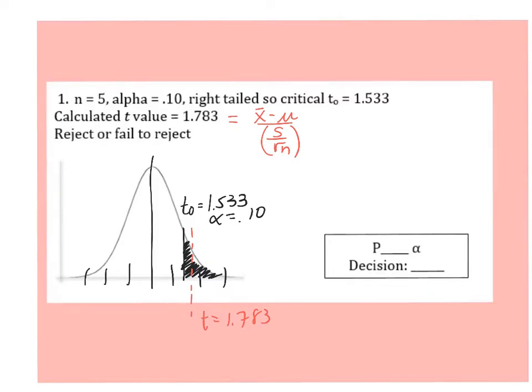Notice it falls in the rejection region. If the calculated value falls in the rejection region, you should reject. I'm going to reject the null.